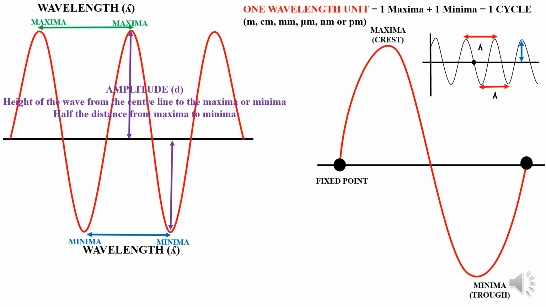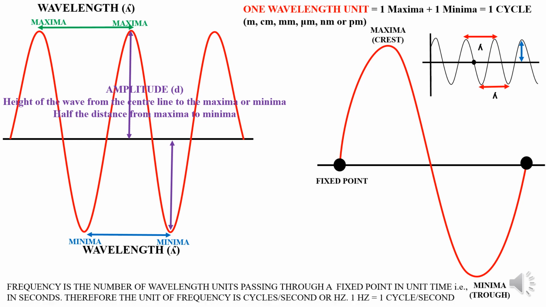And what do you mean by one wavelength unit or one wave? Now, one wavelength unit comprises one maxima and one minima. That will be one complete cycle. So, one wave is nothing but a complete wavelength unit, and it is constituted by one maxima and one minima. That will be one cycle for the wave. And wavelength is measured in meters, centimeters, millimeters, micrometers, nanometers, or picometers. Now that is about the wavelength.